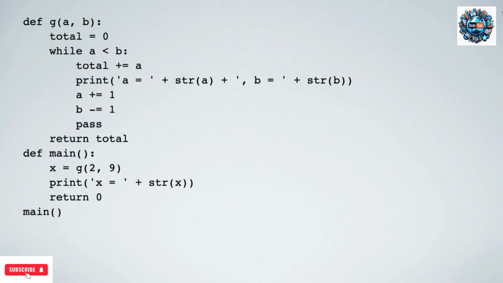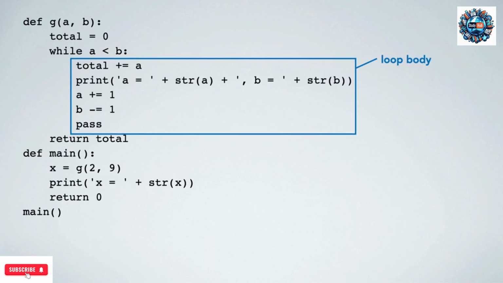In this video, we'll talk about loops. Here's an example of code with a while loop. You see the while keyword, followed by a conditional expression and a colon. Below that, and indented one level, you see the loop body. Now let's execute this code.